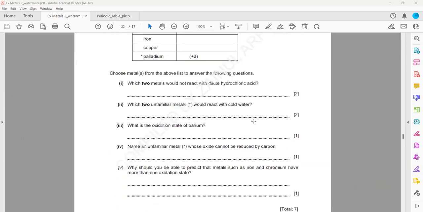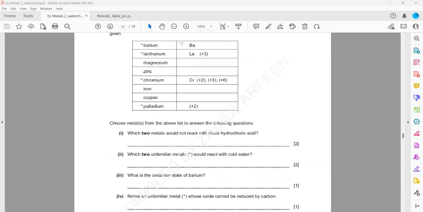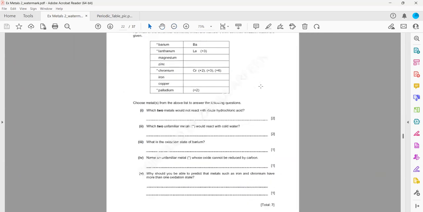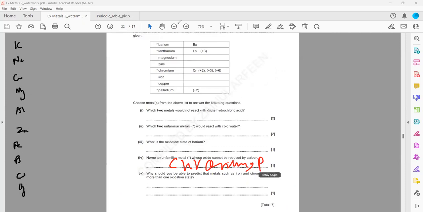Then name an unfamiliar metal whose oxide cannot be reduced by carbon. So how to work this out? See, we'll work out the position. Again, our normal reactivity series: potassium, sodium, calcium, magnesium, aluminium, zinc, iron, lead, copper, mercury, silver. Now, what is the position of carbon? Carbon is between aluminium and zinc. It means elements which are below, like zinc and below, can be reduced. Their oxide can be reduced by carbon.